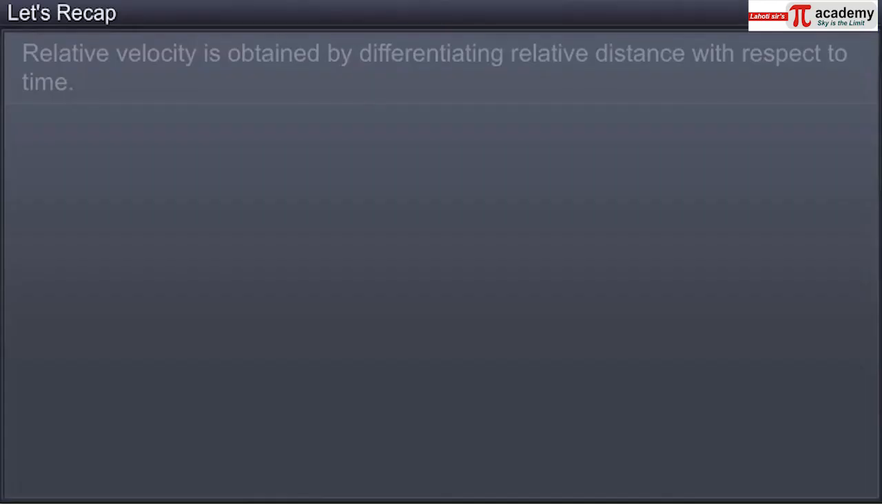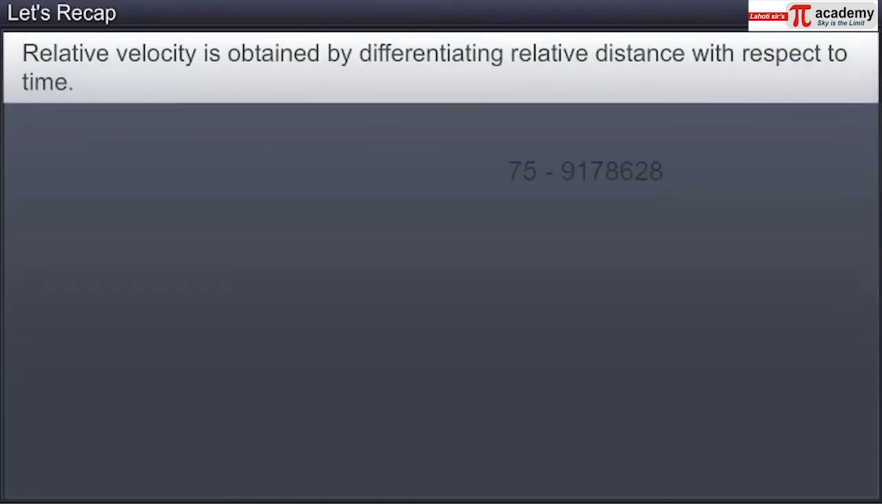You have now reached the end of this module. In this module, you learned that relative velocity is obtained by differentiating relative distance with respect to time.